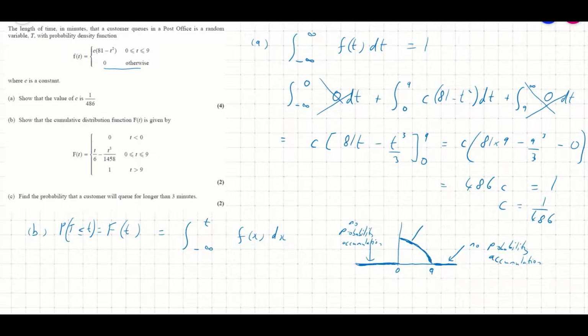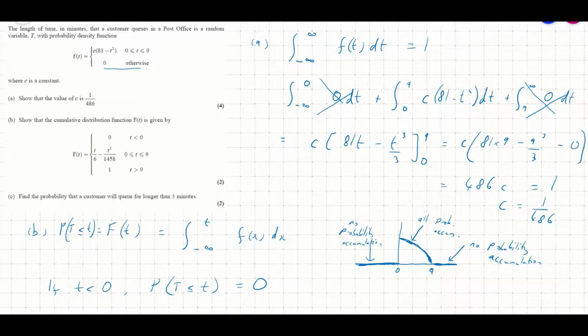And all of the probability accumulation is in this bit where it's positive. Well, what does that mean? Well, that means that if small t is less than 0, the probability that T is less than or equal to that small t is obviously 0. There's no chance, so F(t) is 0 below that. There's no probability accumulation down there.